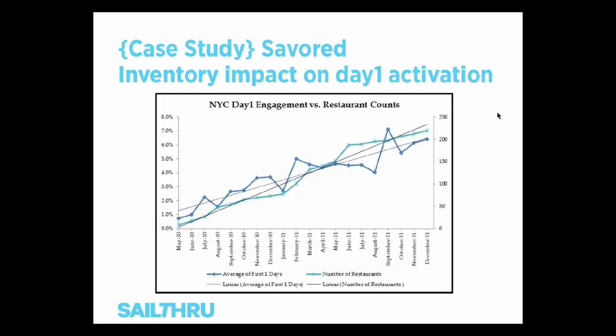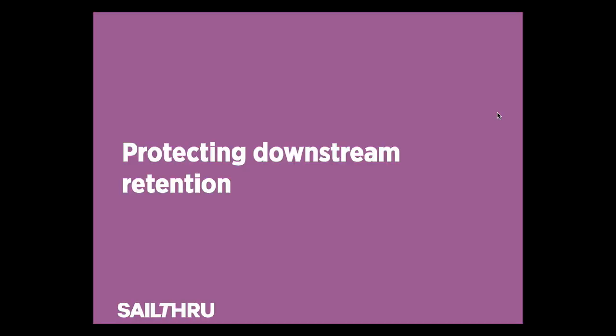So again, looking further at the Savored example, this is actually a chart where we mapped out on the right hand axis the number of restaurants a user saw on their first day in the product. And on the left hand axis, we're looking at what was the propensity to have a transaction on the first day. And as you'll see, the more restaurants that were put on there, the higher that propensity became. So again, you need to think about what is the overarching business ecosystem that the customer sees when you're thinking about customer activation.